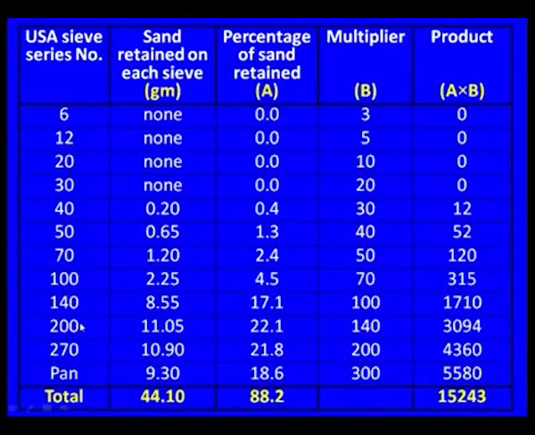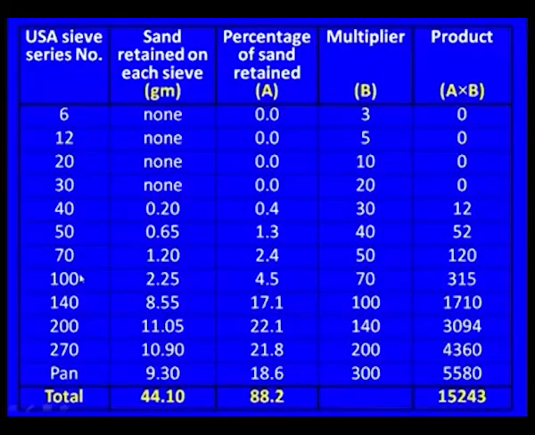Similarly, for 200 mesh sieve, the multiplication factor is 140. But you see, what is this 140? This 140 is the sieve number of the previous sieve. Similarly, for 140 sieve, the multiplication factor is 100. And what is that 100? It is the previous sieve number. You see, like this. Likewise, it is easy to remember these multiplication factors.